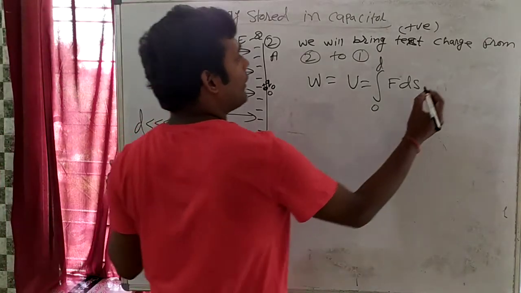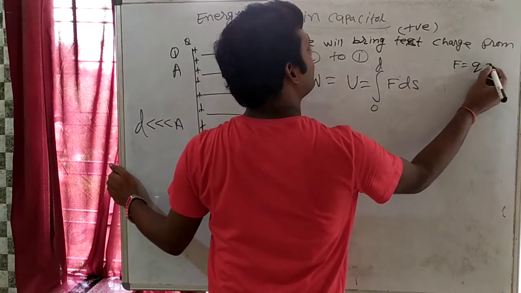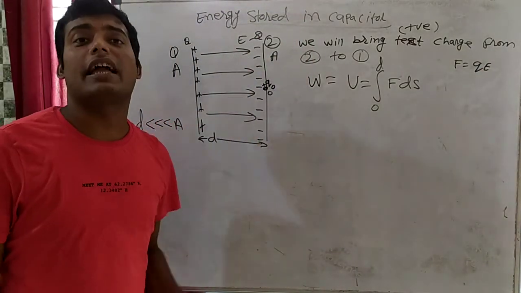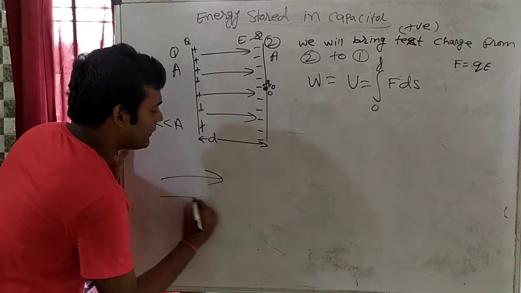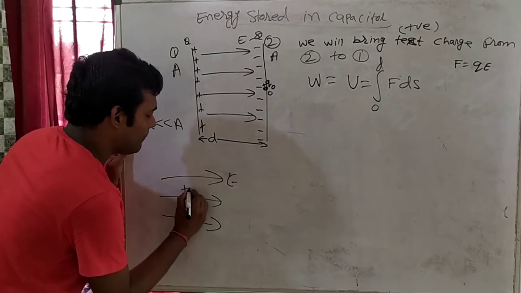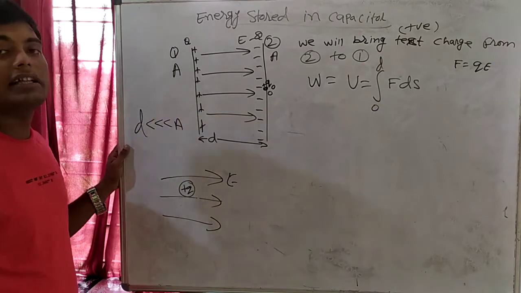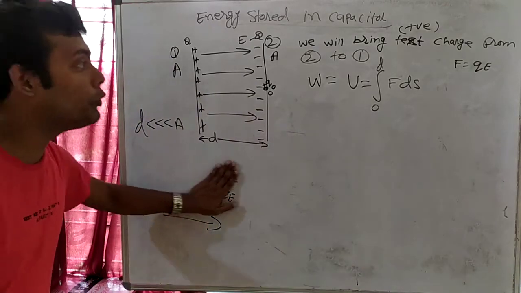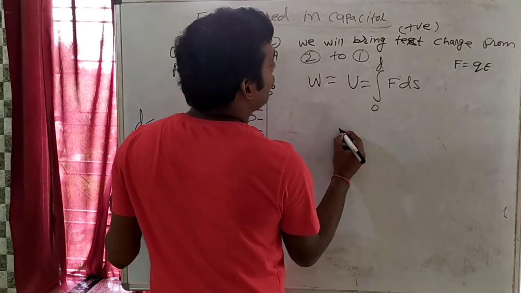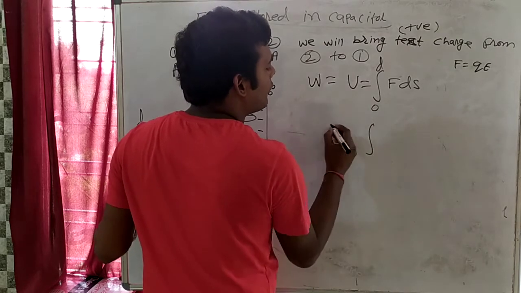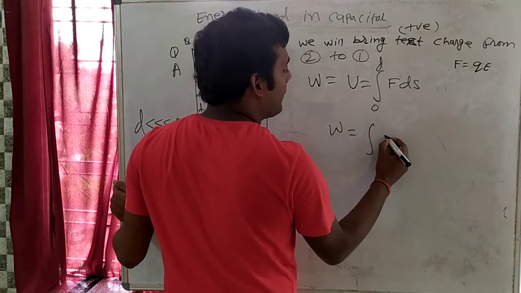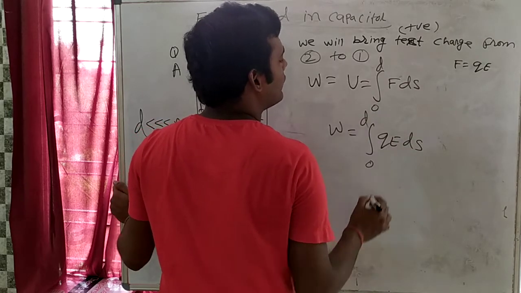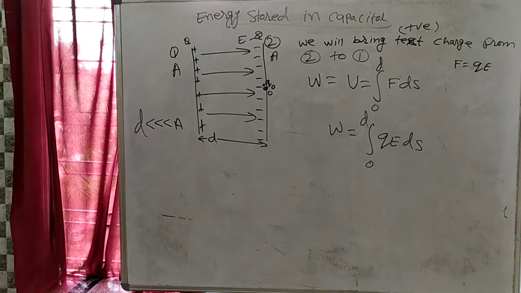So what is F? We know the formula now: F is Q times E. Whenever I place any charge in an electric field, there will be a force on this charge. If I place a positive charge in an electric field, it experiences a force in the same direction as the field, F equals QE. So work done is the integration of F, which is QE ds from 0 to d. On the place of F we can write QE ds.